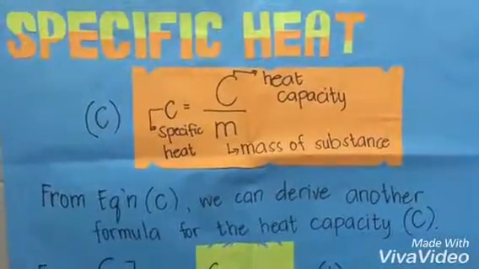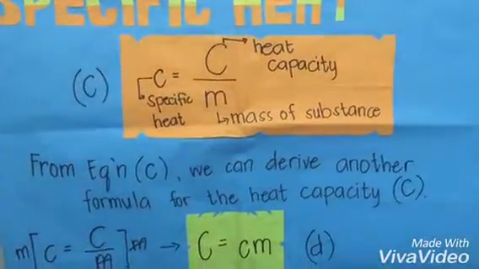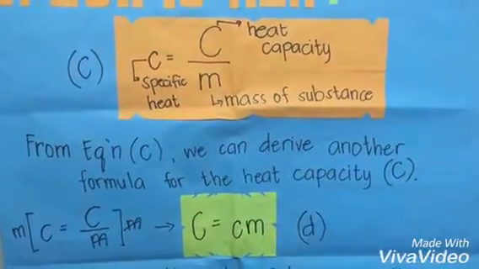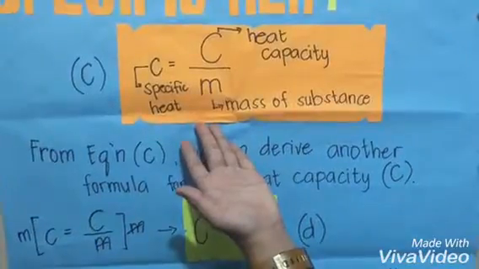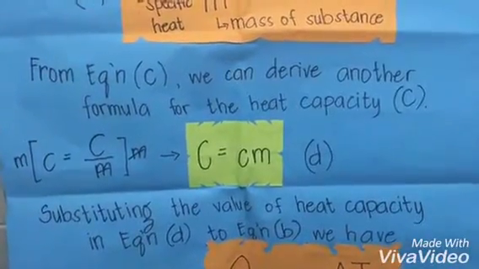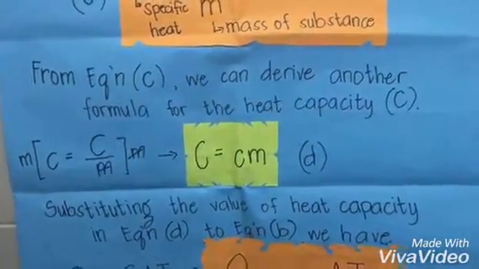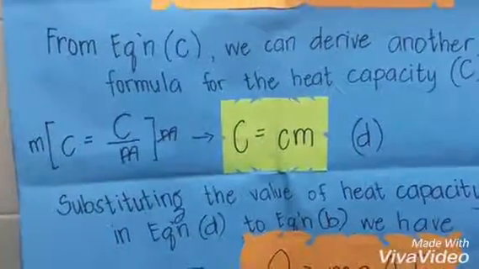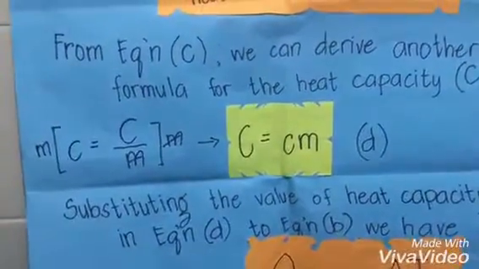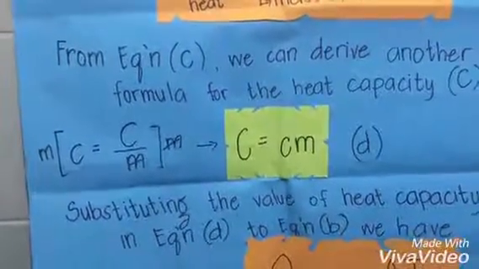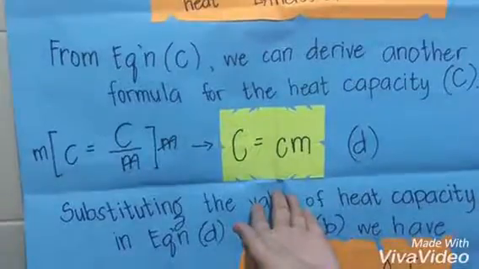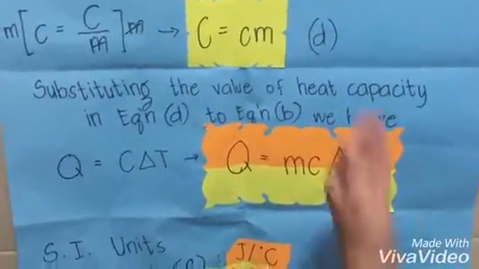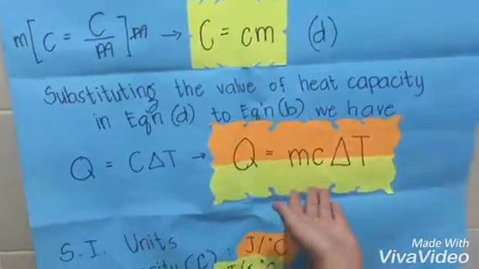Specific heat is the heat capacity per gram of substance. It is equal to the heat capacity over the mass of substance. This is the formula of specific heat. From equation C, we can derive another formula for the heat capacity. For us to get the formula of heat capacity, we have to transpose the mass of substance to both sides by multiplication. And this is the derived formula for the heat capacity. Basically, we just need to substitute the value of heat capacity in order to get this formula.